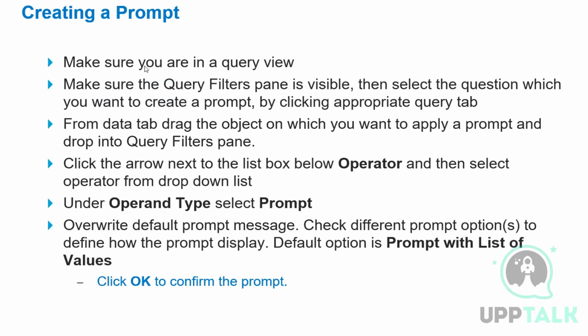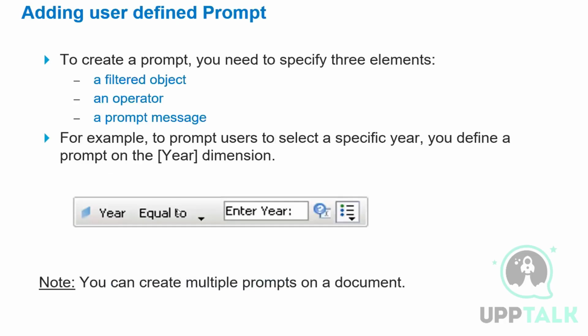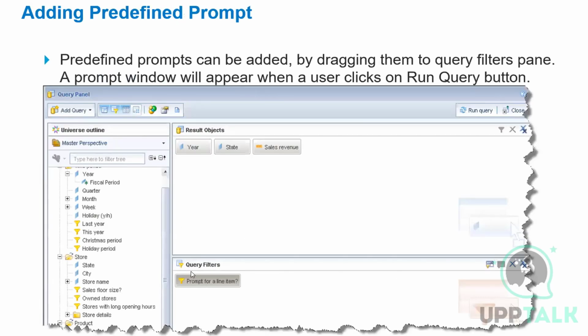If you want to create a prompt, we should make sure we are in a query view. We should make sure that the query filters pane is visible. Then we will select the query on which we want to create a prompt by clicking the appropriate query tab. If you want to create a prompt, this query filters pane should be visible. Here the symbol is there, right? If it is not visible in your query panel, you just click on this. Maybe it is hidden. If you click on this, it will be visible.